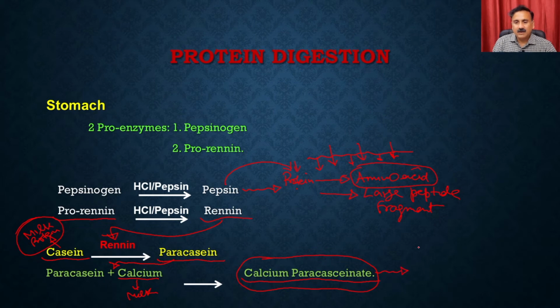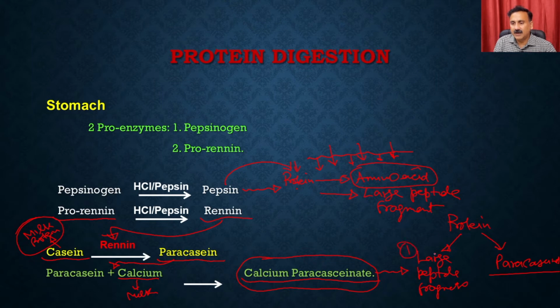So now what you are going to have after the protein digestion within the stomach is two products from the protein. You are going to have the large peptide fragments, and you are also going to have the paracaseinate, okay? So these are the two products we generate in the stomach, and they are going to be transferred further into the small intestine.